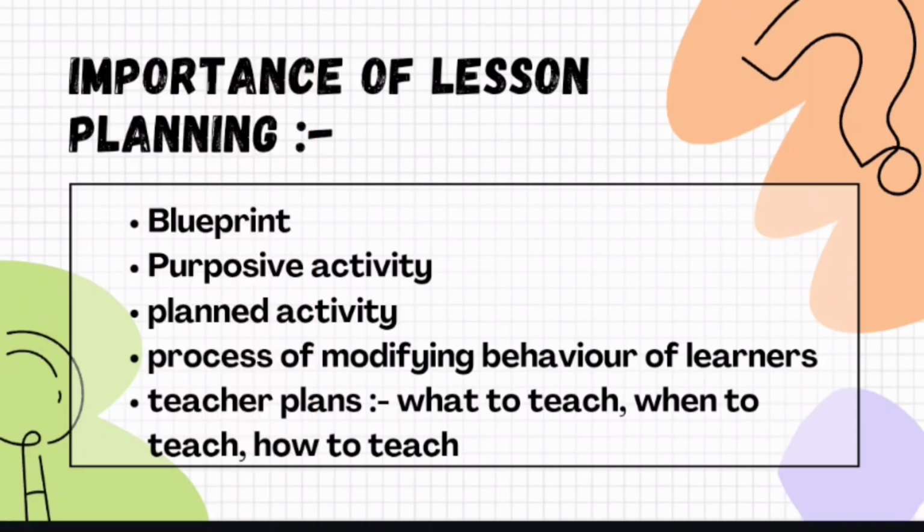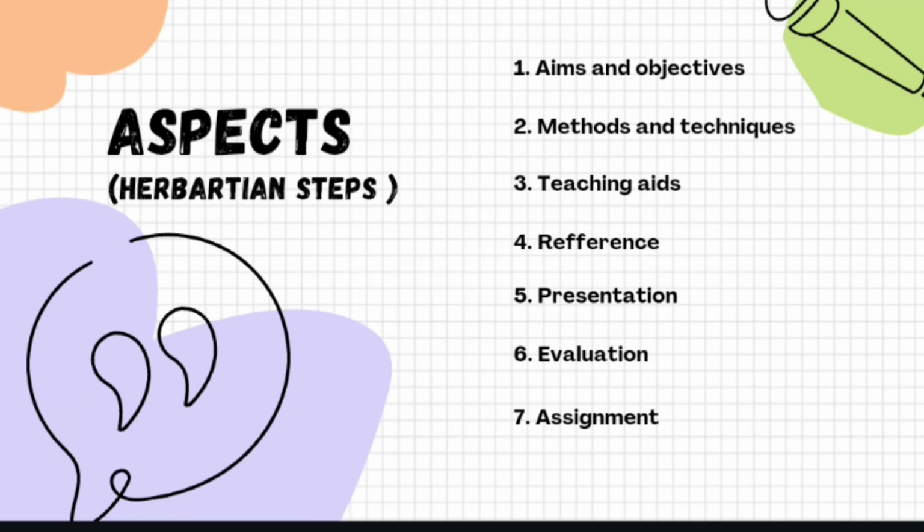So planning is the blueprint of what is to be done and where to reach or what to achieve. The teaching is the purposive activity. It has specific aims to be achieved. When the entire process is purposive, it should be planned activity. The teaching is the process of modifying behavior of learners. Here the teacher plans his own teaching. Here he plans what to teach, when to teach, how to teach, and how to make learners learning through his teaching plans. So it is the importance of lesson planning, and next is aspects of lesson planning.